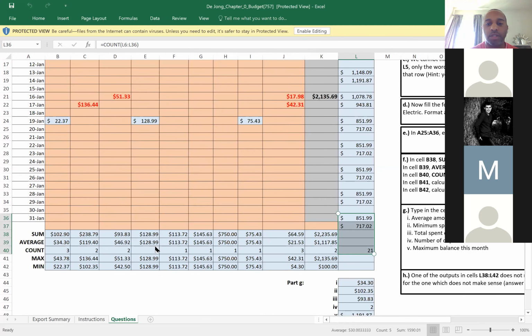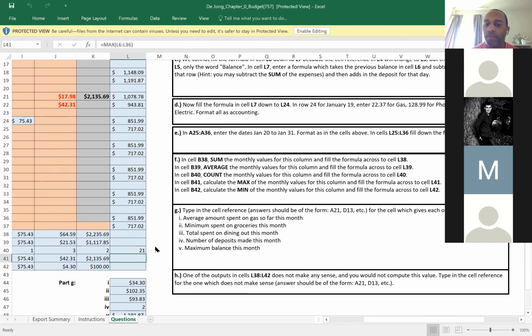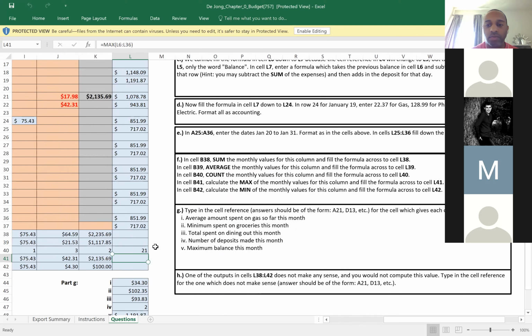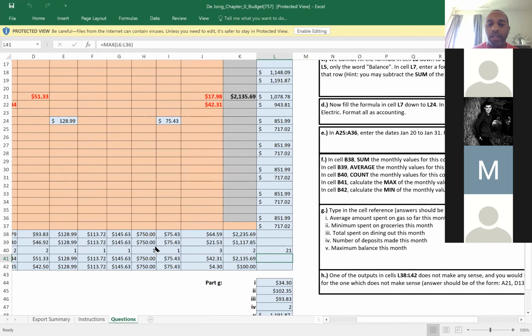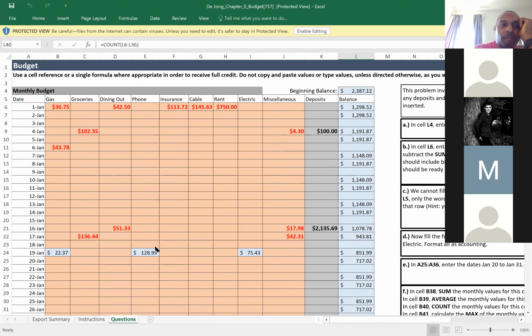okay, just making sure I'm looking at it right. You got L38 to 42 does not make sense. And you would not compute this value. I would say that it's that one because if I was looking at it from, like I said, not looking at those directions, row 6 is adding up the values and then subtracting to create this balance right here.